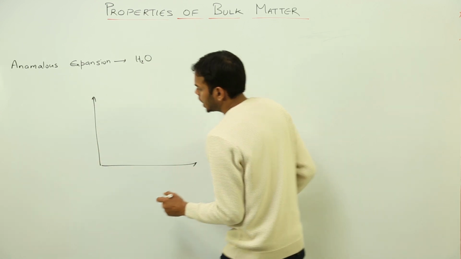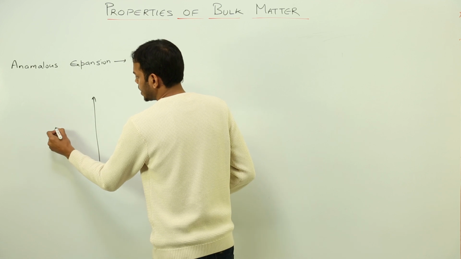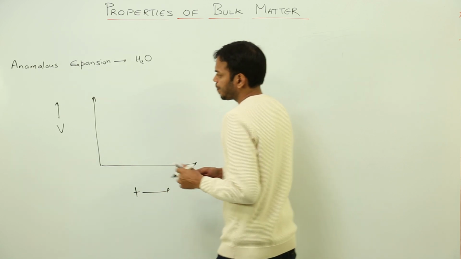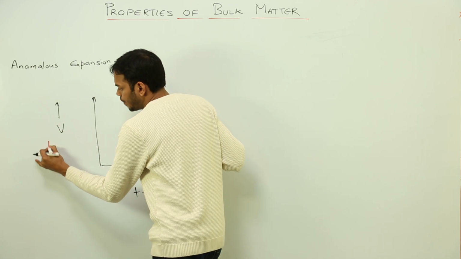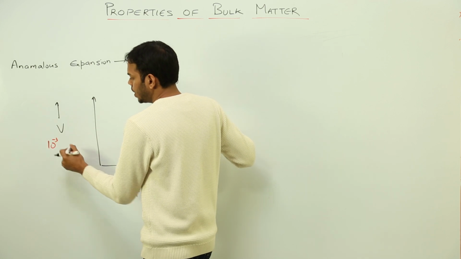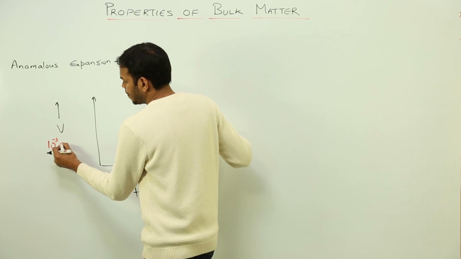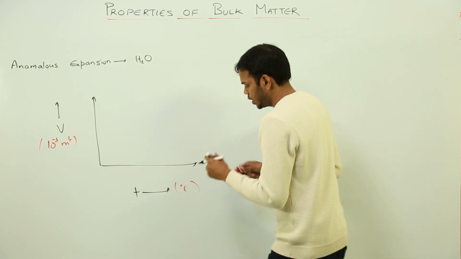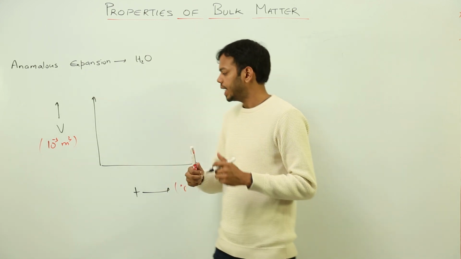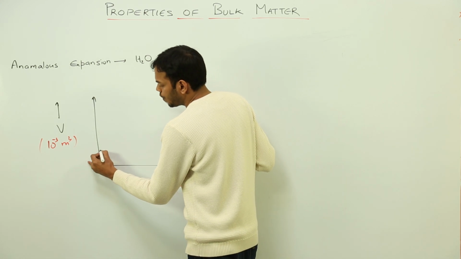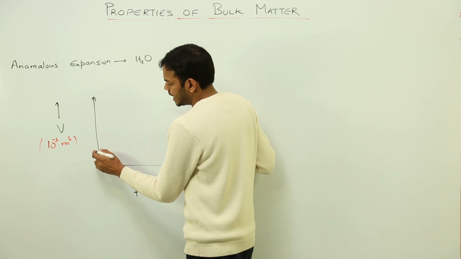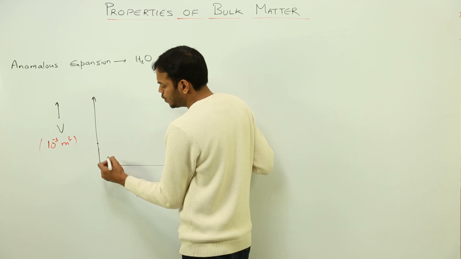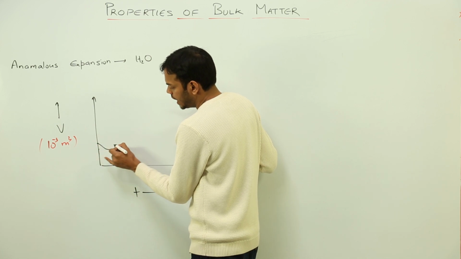Suppose I take volume on this axis and temperature on this axis, right? Let's say the volume is in units of 10 raised to power minus 3 meter cube per kg, and temperature is in degrees Celsius. So you'll see that at 0 degrees Celsius, suppose the volume of water is this much. I'll start it here. It will initially decrease with increase in temperature and then it will increase again.